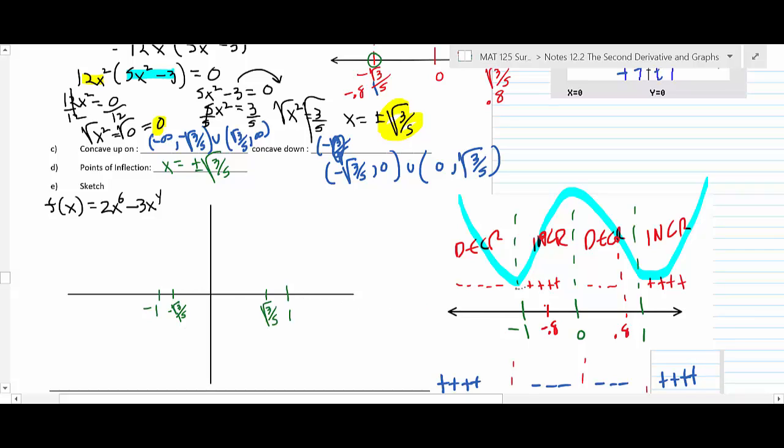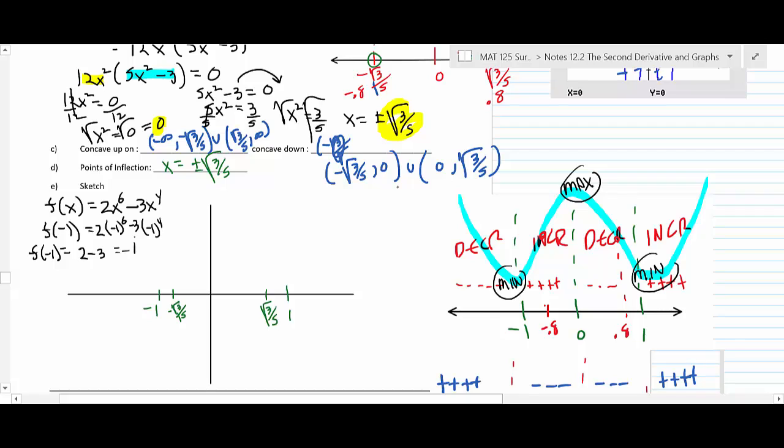Okay, so we had a min where? We had a min at negative 1, we had a max at 0, and we had another min at 1. So let's just evaluate those points real quick. Now you can use your calculator on this too if you want to. f of negative 1 is 2 times negative 1 to the 6th minus 3 times negative 1 to the 4th. That's 2 times 1, or 2, minus 3 times 1, so that's going to be negative 1.